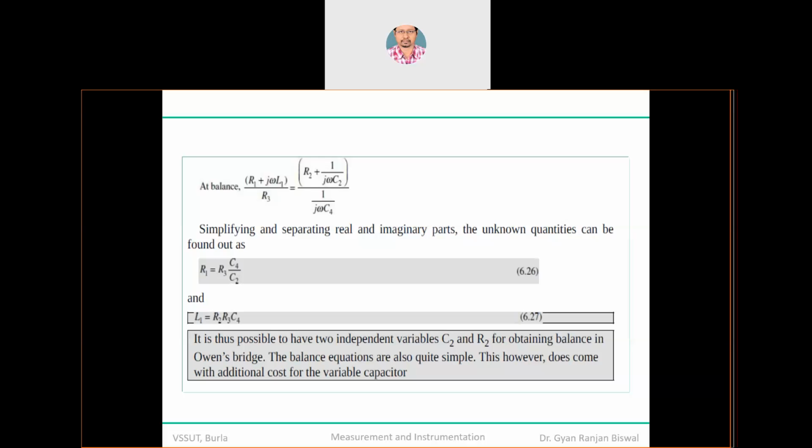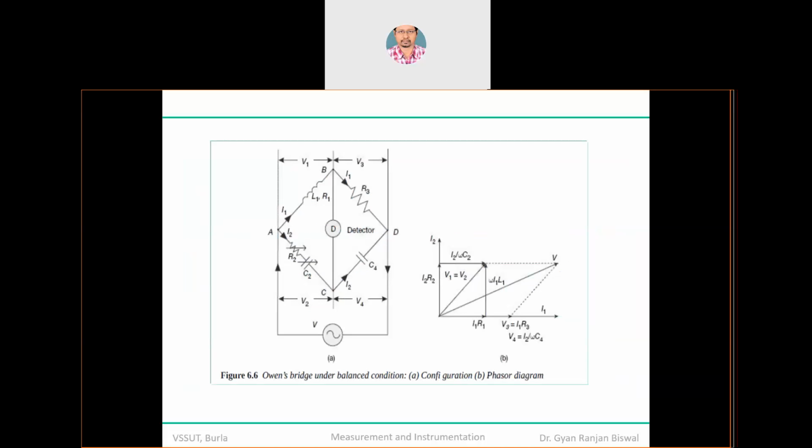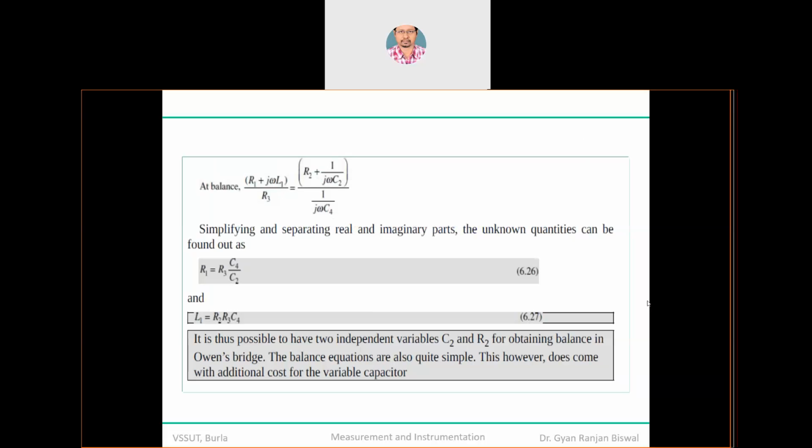So that's how the two independent variables, C2 and R2, are used for obtaining the balance condition, and the balance condition equations as shown in these two statements are very simple. As you see, the amount of mathematics you are required to solve in case of the Maxwell inductance capacitance bridge and in the Hay's bridge. So in Owen's bridge, it directly shows that this combination offers you very simple mathematical expressions. So what does it mean? If the mathematical expression is simple, if you require fewer steps to solve it, that means your measurement will become fast.